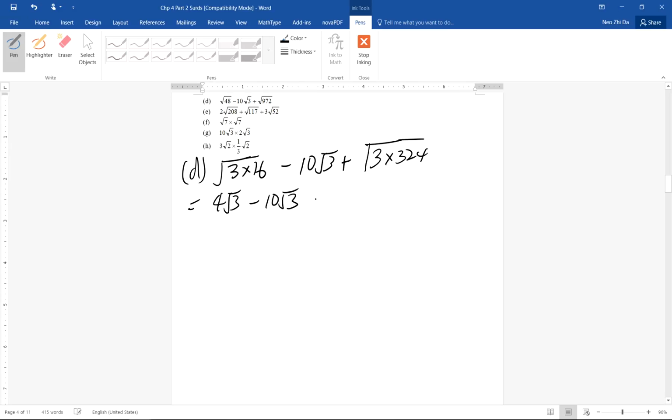Now I'm going to key in the calculator, square root 324. What is the answer? Answer you'll get is 18 square root 3. Or plus all of them together, 4 minus 10 plus 18. Answer is 12 square root 3. Okay, followed by question E.